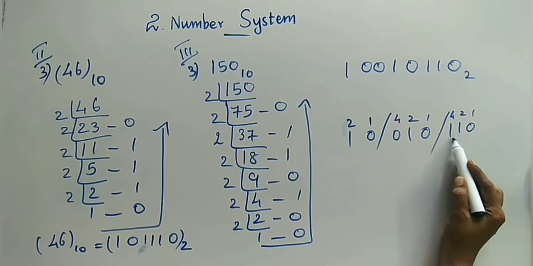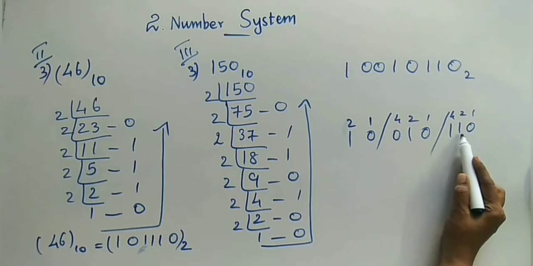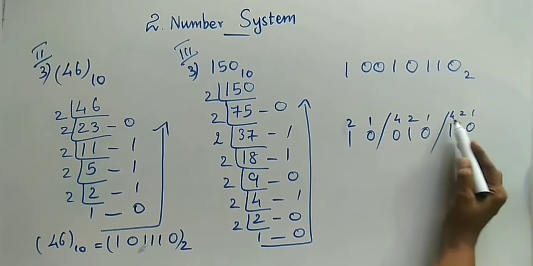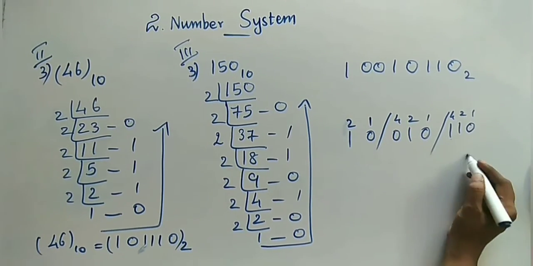So what do you have to do? You have to add the numbers for the values of 1. So at the top for this one, you have the value 2. For this one, you have 4. Add this one, it is 6.